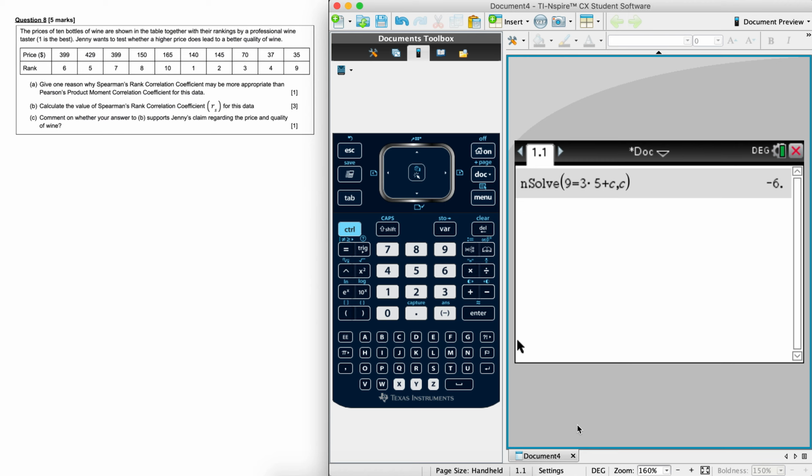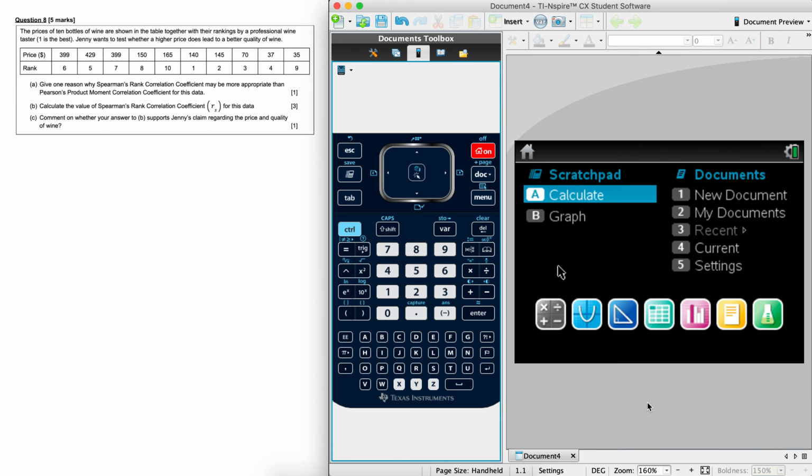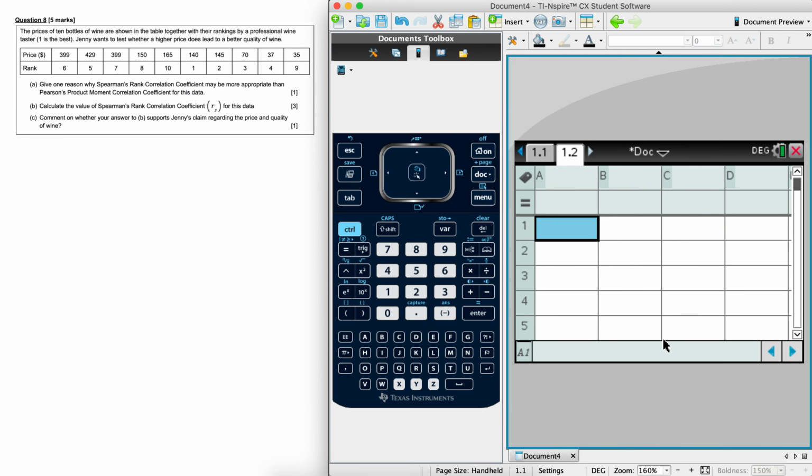Okay, so this question 8 is again on correlation, but this time it's looking at Spearman's rank. So give one reason why Spearman's rank may be more appropriate than Pearson's. So the best way to look at this is to actually plot it. Okay, so you would go to your GDC, you could add the data, and then you could form your scatter graph. And if you do that, you'll find that this particular one looks something like this.